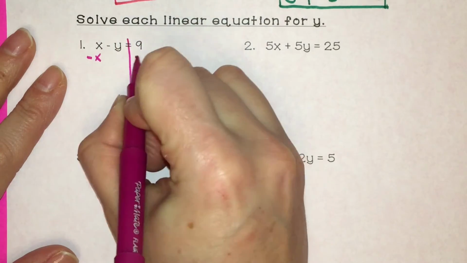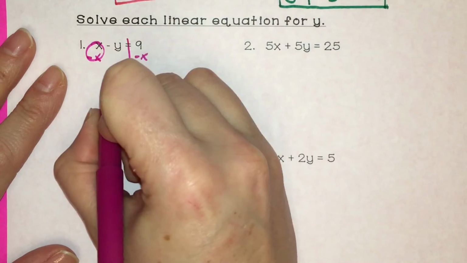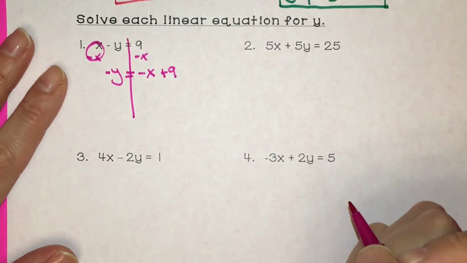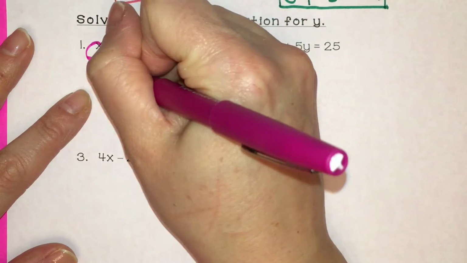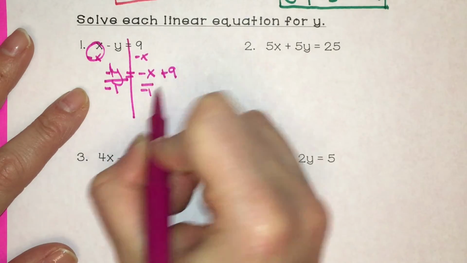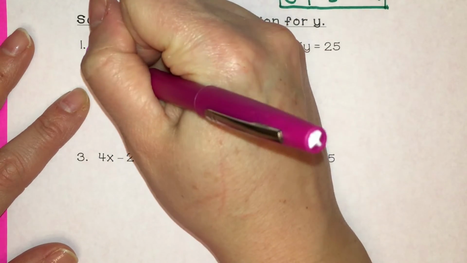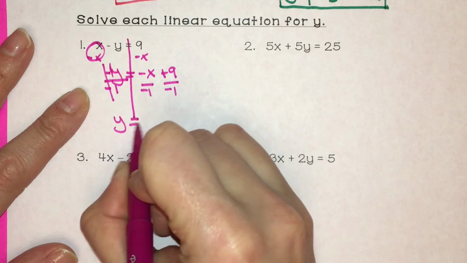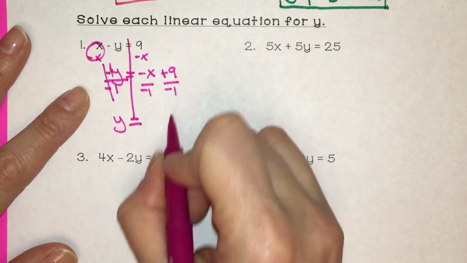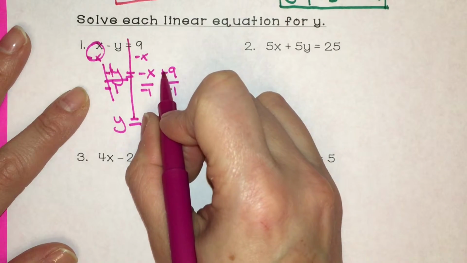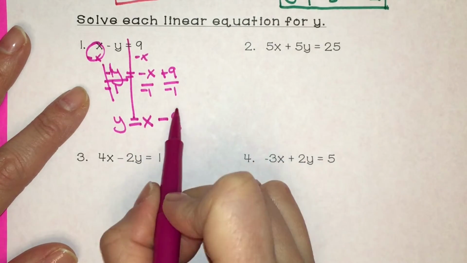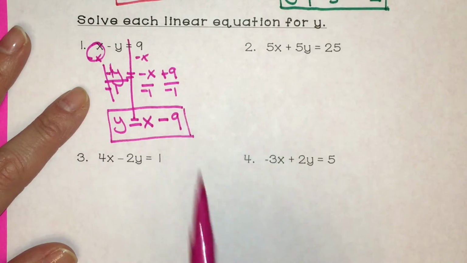All right, the first one's pretty easy. I'm going to subtract x on both sides. x minus x is 0. So I have negative y equals negative x plus 9. I have a negative multiplied by y. I can treat it as negative 1 multiplied by y. So I have to divide everything on both sides by negative 1. Negative divided by negative is a positive, so I'm left with y equals negative divided by negative is a positive, and x over 1 is just x. Positive divided by negative is a negative. 9 divided by 1 is 9. So I have y equals x minus 9.